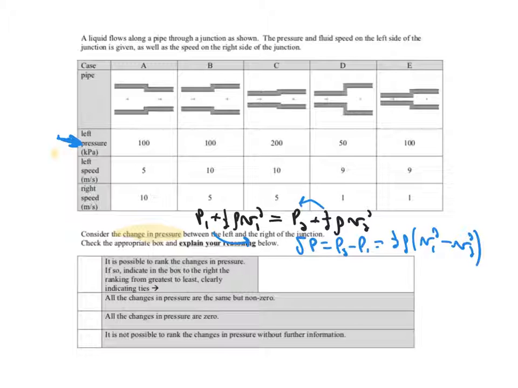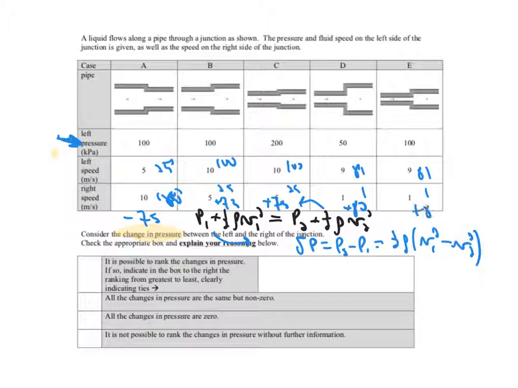So if we just square everybody, we would have 25 squared and 100 squared, and so we end up with minus 75 for whatever that is. And here we have 125, so that's plus 75. And here we have 125, which is also plus 75. And here we have 81 minus 1, which is plus 80, and 81 minus 1, which is plus 80.